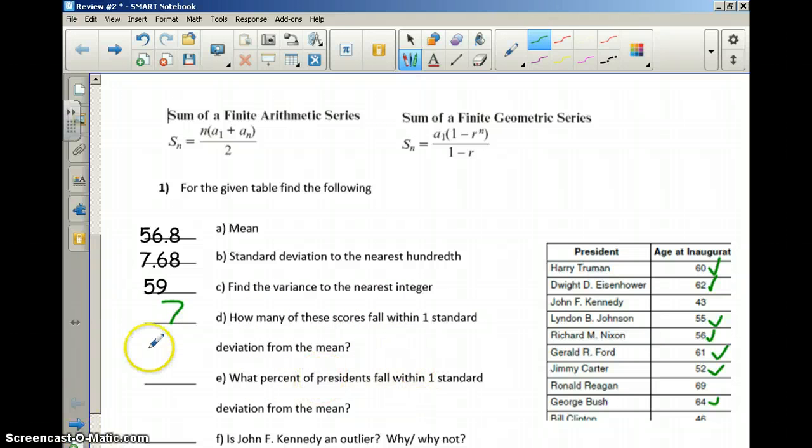What percent of these presidents? Well, that's 7 out of the 10. And so that's going to equal 70%. Is John F. Kennedy an outlier? No. He's not an outlier because his age is not very far away from the ages of the other presidents. As a matter of fact, his age was pretty close to Bill Clinton's. So he's not an outlier.